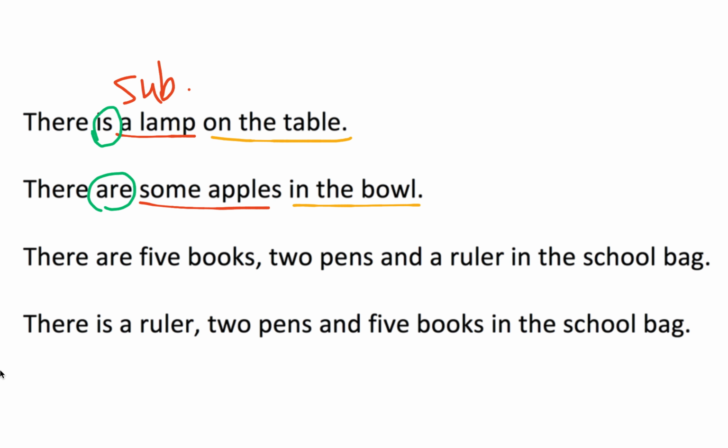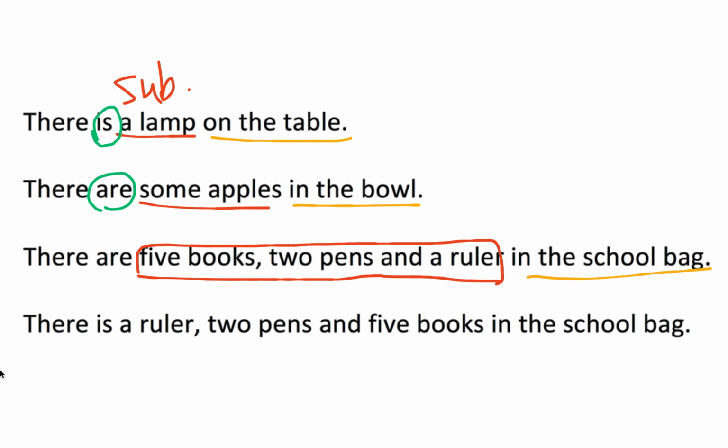But then if we look at the third sentence, you see the subject is a lot: 5 books, 2 pens, and a ruler. In the school bag indicates the place. So you see the subject is not one thing or one type of things, but a few types of things. So it makes sense. We use are because there are just a lot of things.